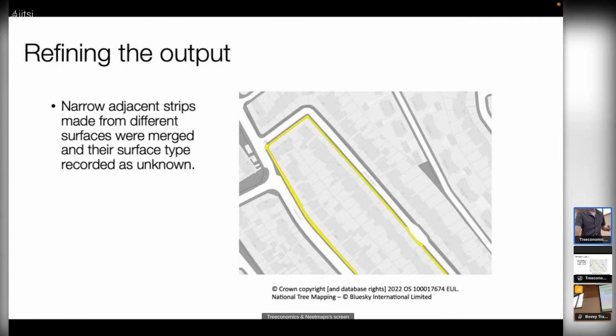There's one little bit of refining that we had to do to the output. That was where we had adjacent strips of OS MasterMap that were narrow. They didn't know that they had a neighbour right next to them that could also be used. So together, in reality, it was a wide-ish pavement, but it came out of the model as a very narrow strip. So these two here, you see in yellow, one's on the inside, one's on the outside, because again, the surface has changed. One's man-made and one's natural.